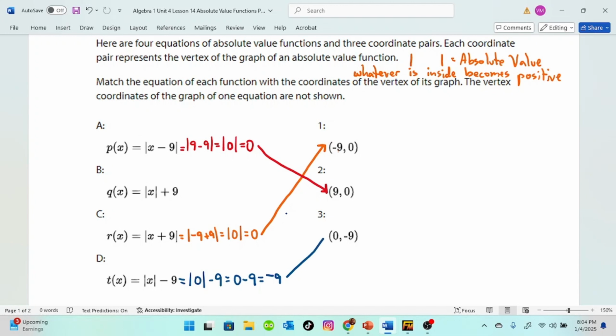Therefore, D matches number 3, and B is the one that does not have a matching answer.